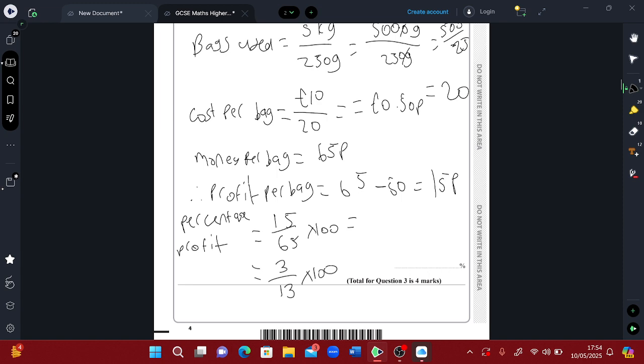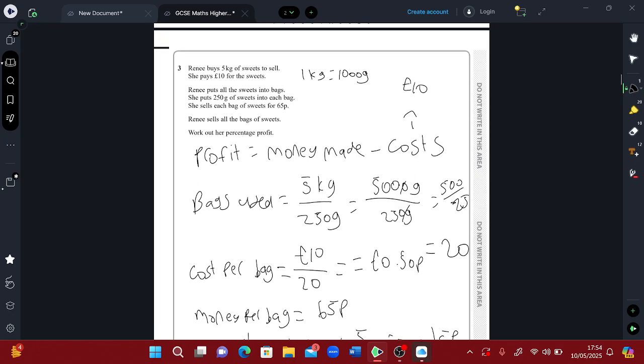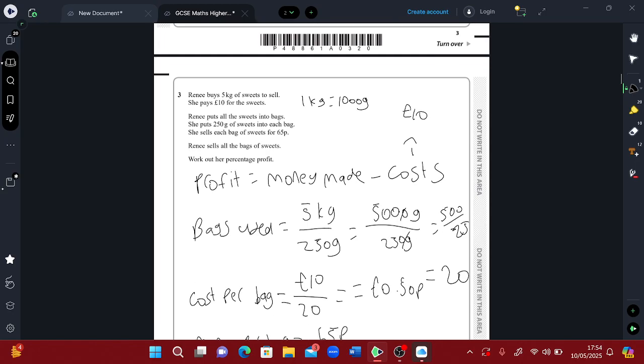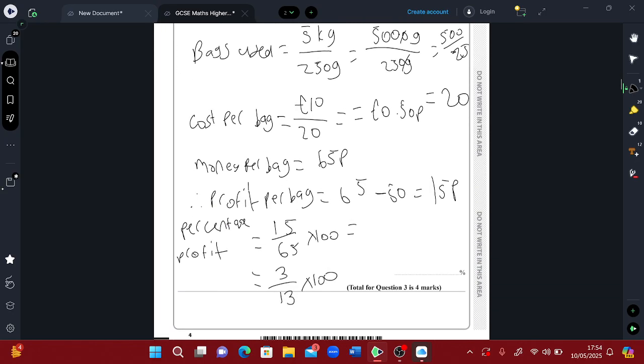I believe it's 65. Would it be out of 50? No, that wouldn't make sense at all. 15 over 65 times 100. 15 doesn't go into 65, I don't think. Nah, 5 does. So then that's 3 out of.